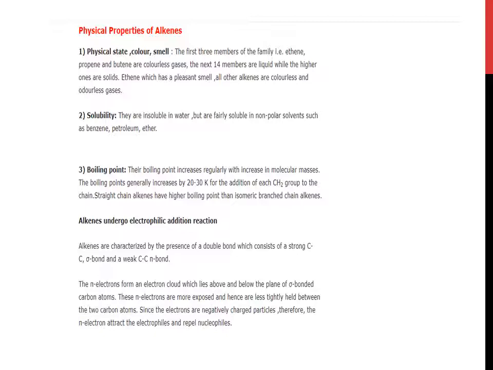Alkenes undergo electrophilic addition reactions. Alkenes are characterized by presence of what? Double bond and weak pi bond. That is, double bond means one sigma bond and one weak pi bond. The pi electrons form an electron cloud which lies above and below the plane of sigma bonded carbon atoms. These pi electrons are more exposed and hence are less tightly held between the two carbon atoms. Since the electrons are negatively charged particles, therefore the pi electrons attract the electrophiles and repel nucleophiles. So, thank you.